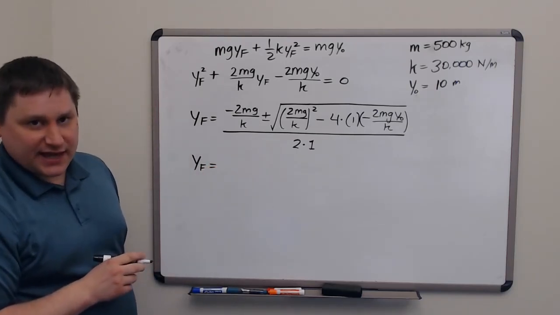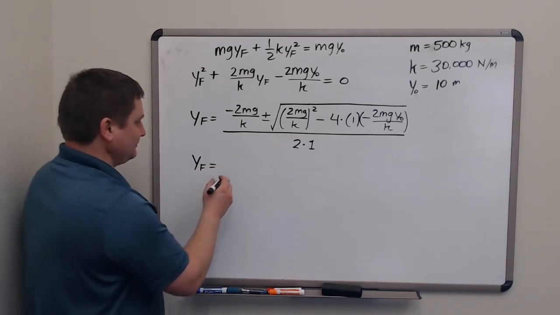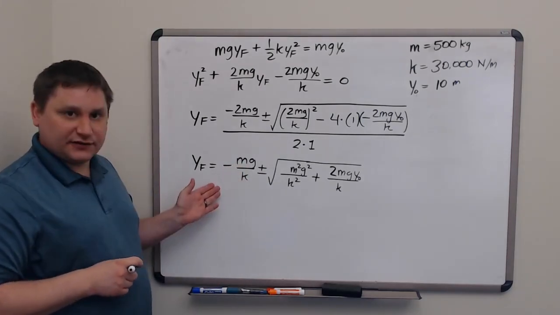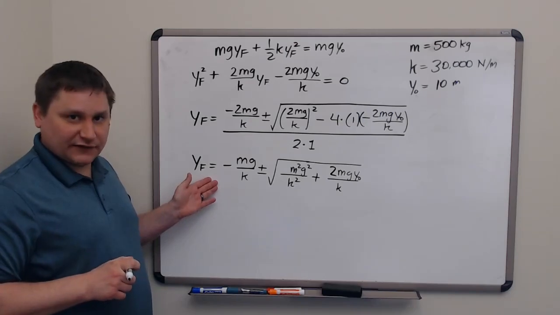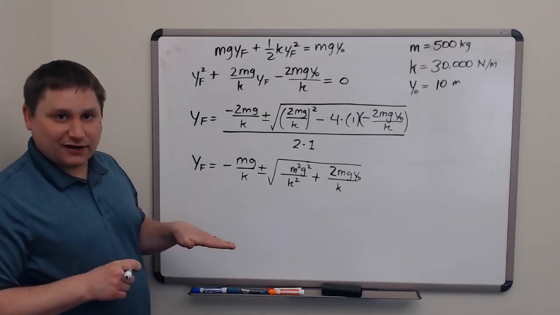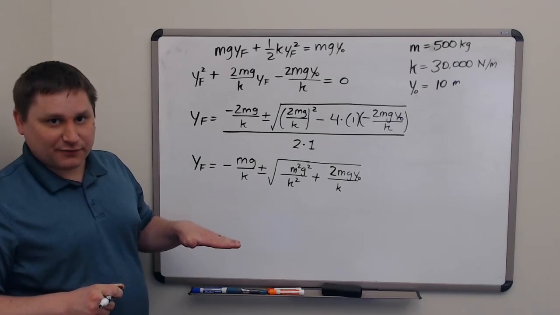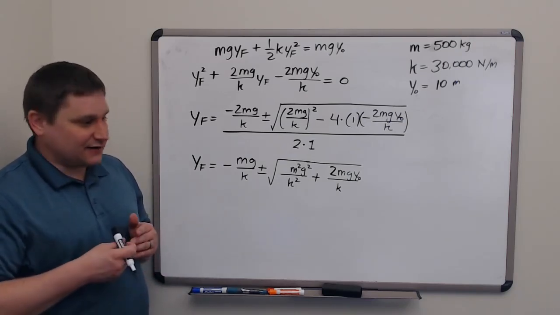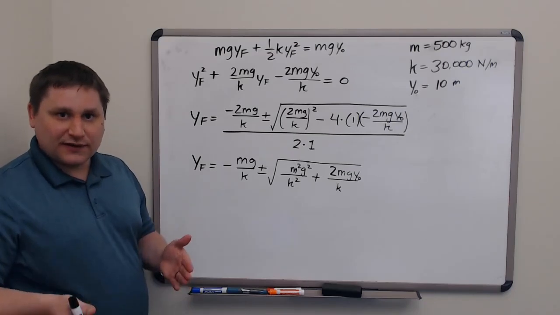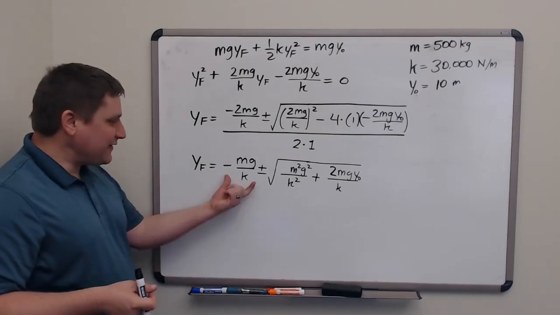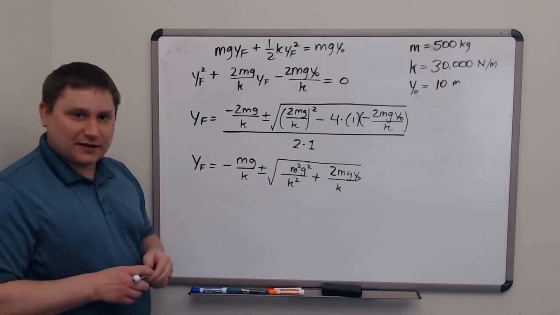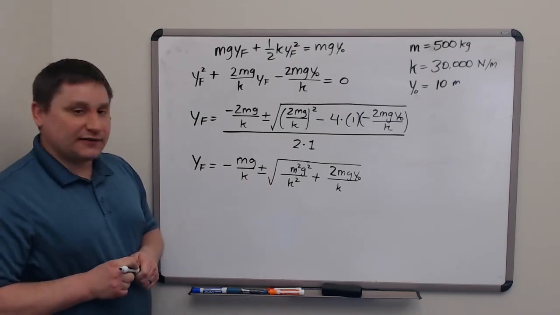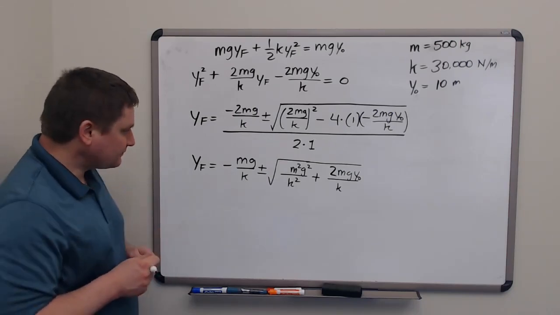Simplifying this as much as we can, we obtain these are our two solutions for the final position of the elevator when it stops momentarily at the full compression of the spring. We expected this value of yf to be negative because the elevator is below the initial height of the spring. We have a negative term here, but the second one can be plus or minus. Both will solve the conservation of energy equation. We need to think about which one to choose.